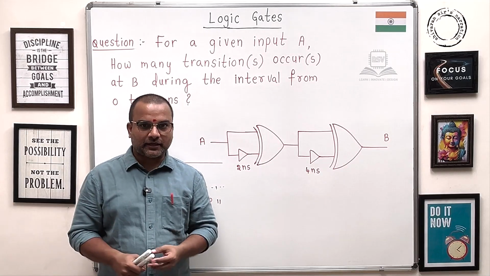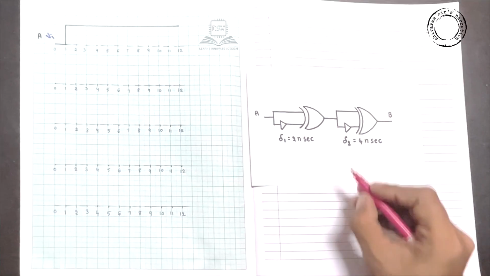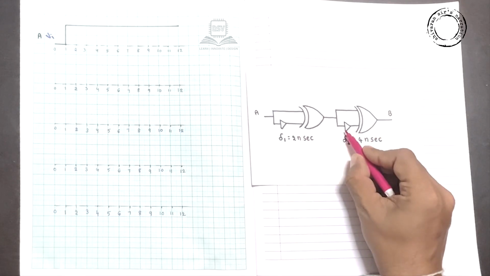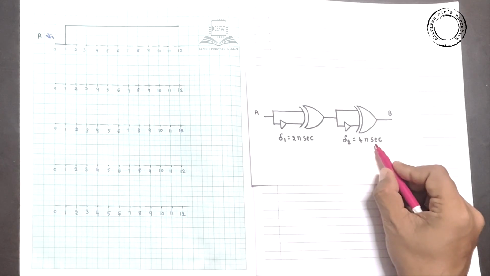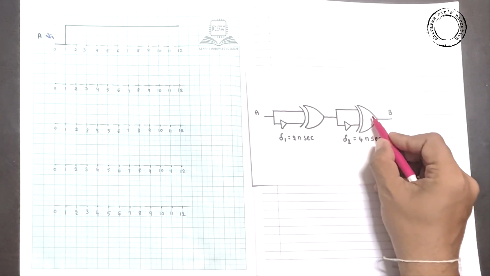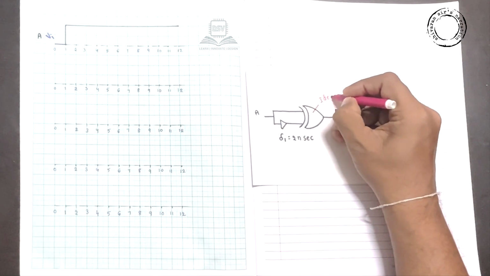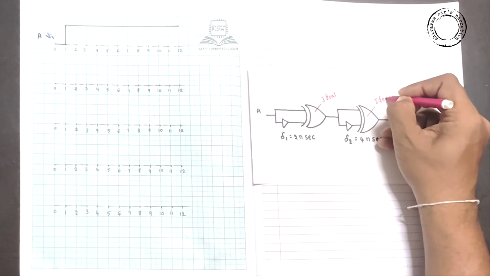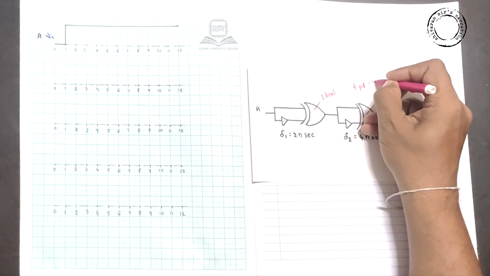For better understanding, we are moving to graphical representations. The given design is this. It contains buffers which have propagation delays of 2 nanoseconds and 4 nanoseconds, and there are 2 XOR gates as well. These are ideal, okay guys, that means the propagation delay is 0. Now, come to the point.